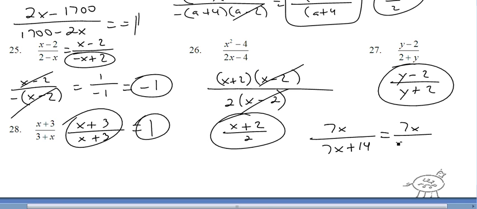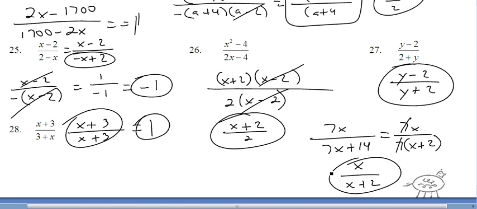So I factor 7 out of the bottom, and I get x plus 2. Then I can cancel the 7's out. So my answer is x over x plus 2. You can't cancel the x out because there's addition below. So it's just x over x plus 2.